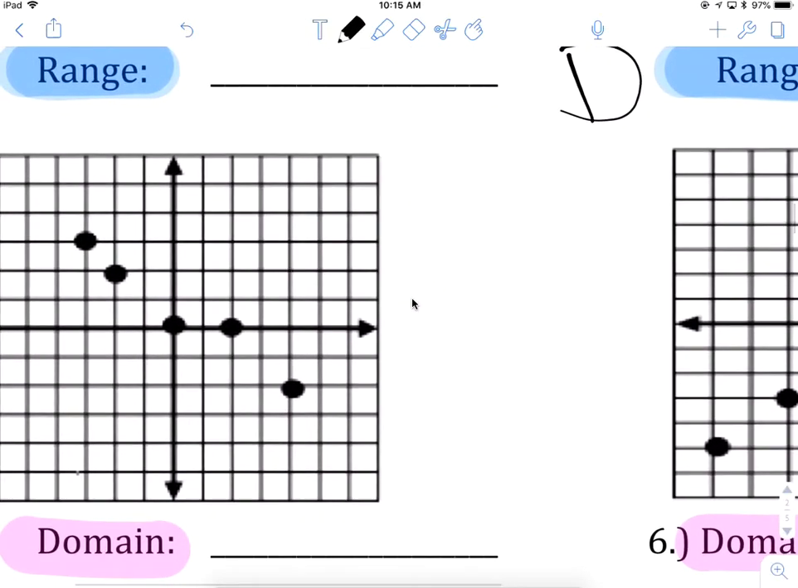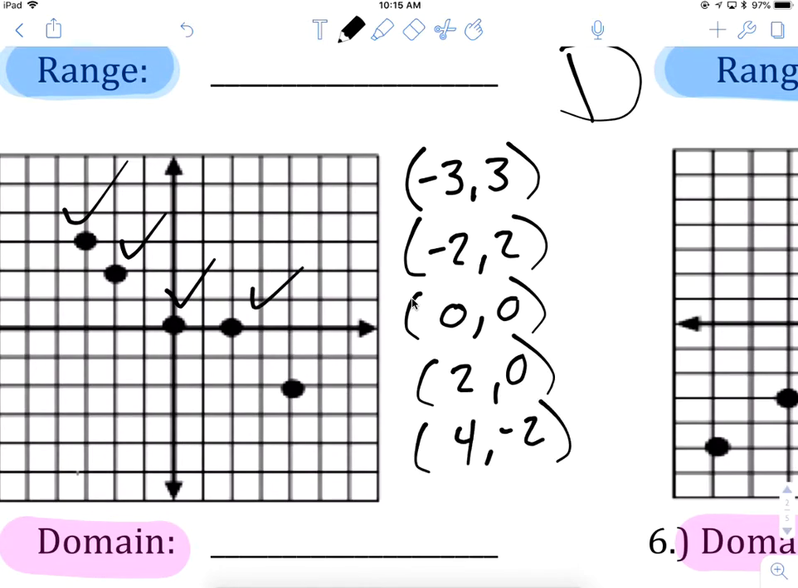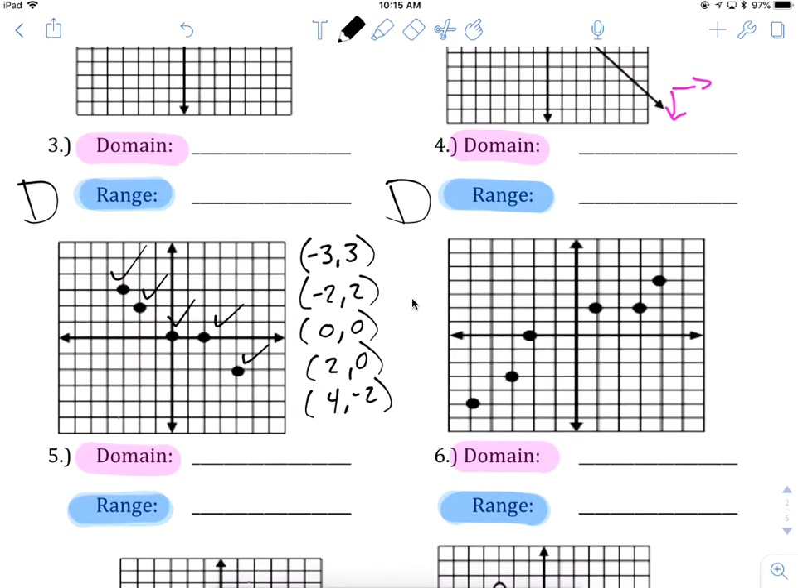This is number 3. So if I list out my points, I have negative 3, 3. That's this guy. I have negative 2, 2. This guy. 0, 0 in the middle. 2, 0. And 4, negative 2. So to do domain and range, all you do is list out your x's and list out your y's. X's are first, so we're going to write that out in order, least to greatest. We got negative 3, we got negative 2, 0, 2, and 4. We are done with x's.